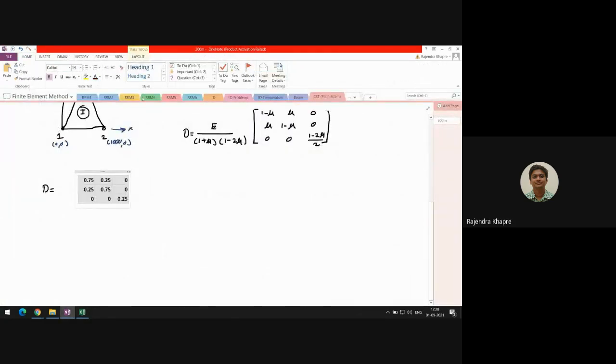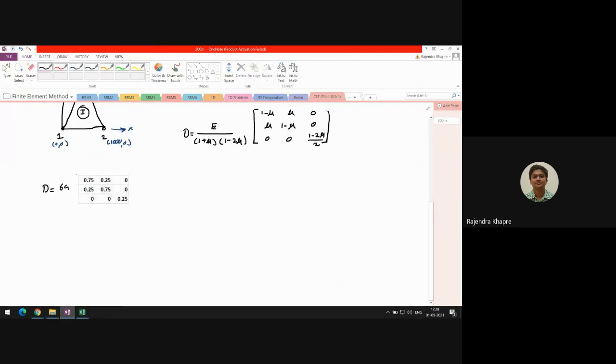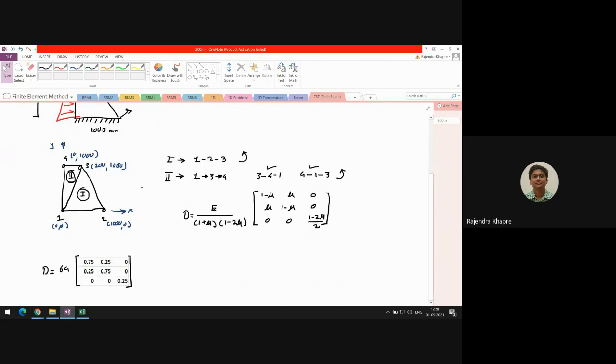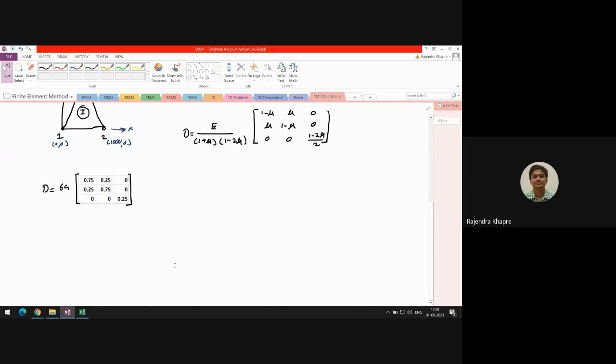64. So this is coming out to be 64. We have a matrix D which is something like this, that is 64, and this will be 1 minus mu, so with mu value 0.25, this comes out to be 0.75. You can cross check this, and this should be your D matrix, that is the stress strain matrix.